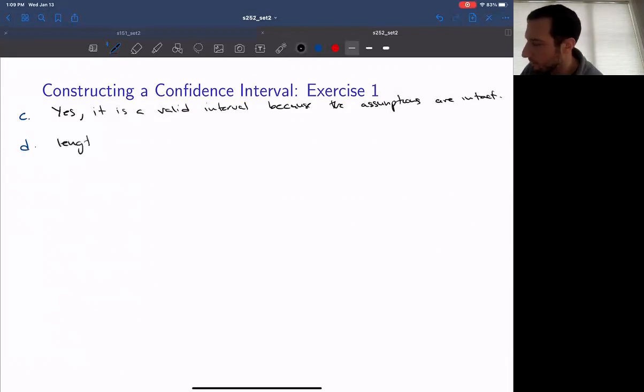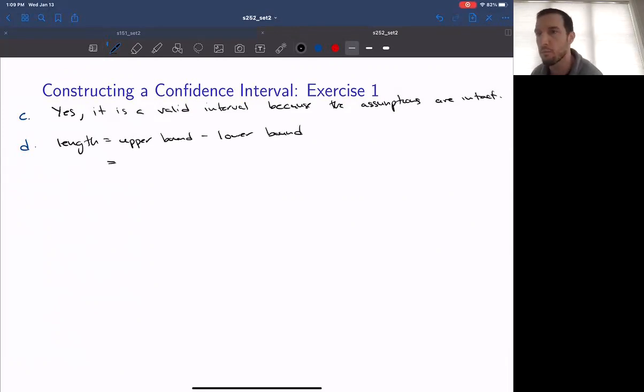In part D, it asks, what is the length of the interval? The length of a confidence interval is simply the upper bound minus the lower bound. It's the same thing as asking, what is the range of the interval, or what is the difference between the upper and the lower bound? That would be the length. So in this particular case, we would have 3.346 minus 3.094, which is 0.252.